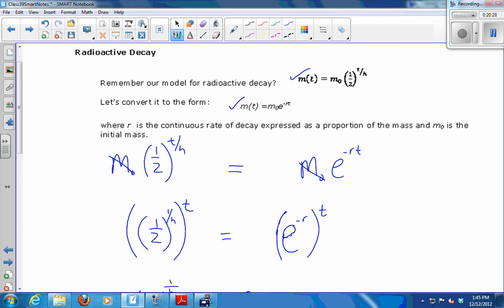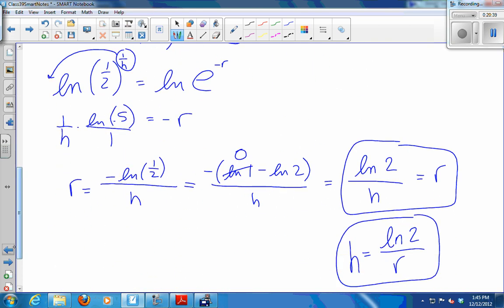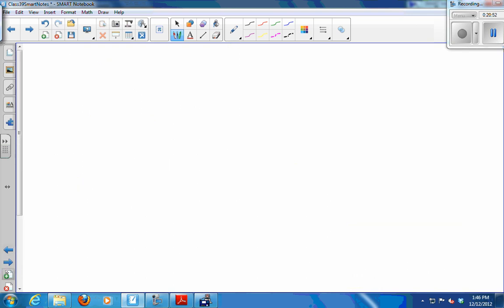And some people just prefer to always use the same model. Say you really like this model with the half-life. If you're given continuous decay rate, then you just have to convert it to get half-life. A lot of those web-assigned problems use 2 to the minus t over h, which is so much more convenient. You like that better than the half? Oh, yeah, that's a good point.